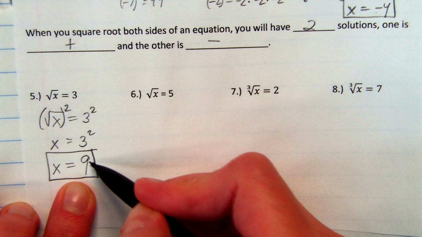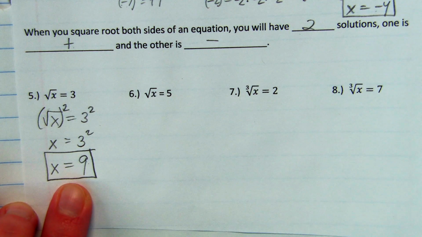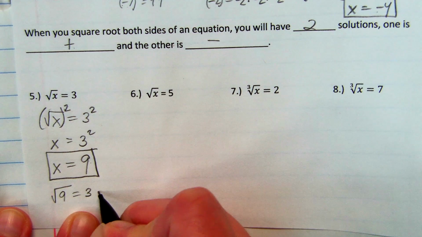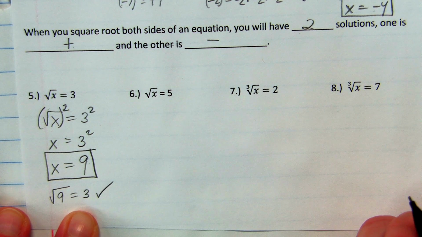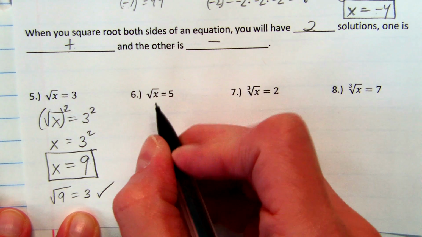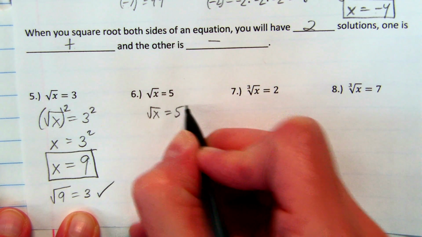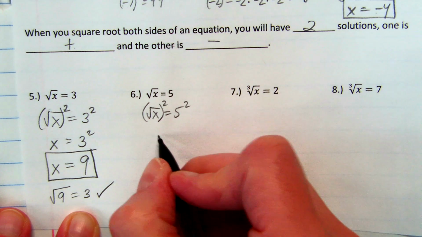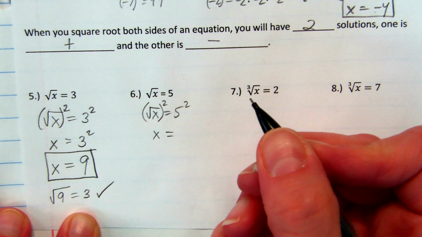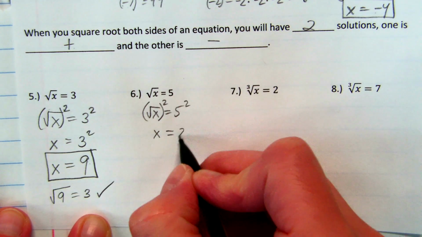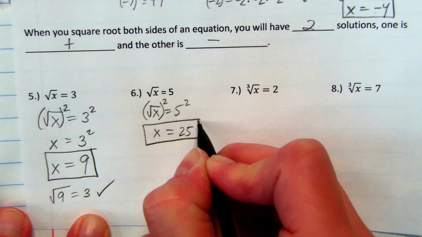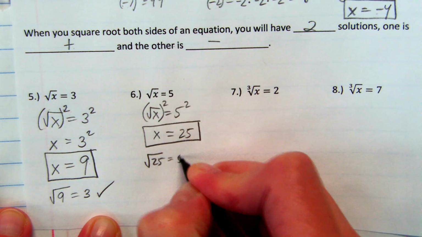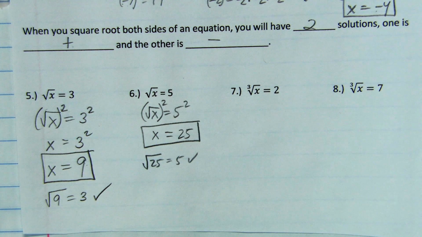You can also think of this as what would I take the square root of to get 3? So when you plug this in, you want to check, does the square root of 9 equal 3? Yes, it does. So on this one, the opposite of a square root is to square. So we square both sides of the equation. What is 5 squared? 25. And then you could check that and say, okay, does the square root of 25 make 5? Yes, it does. That's one of the solutions.